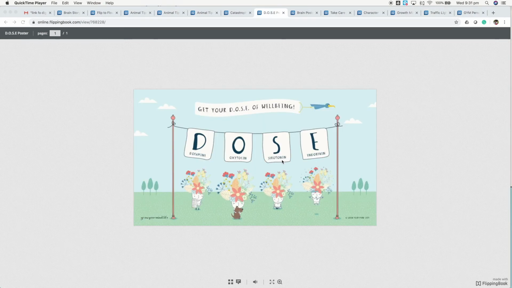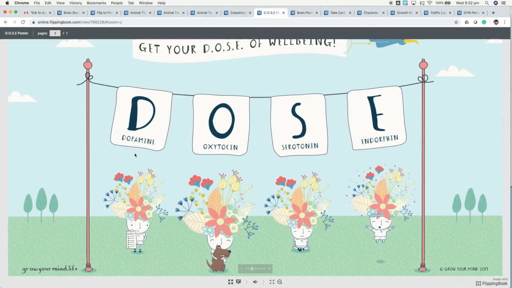The dose poster is designed to remind students that we have brain health and that we can look after it in really simple ways. So each letter of dose stands for a neurotransmitter. Now, I need to say that these aren't the only neurotransmitters that exist, and that there are multiple ways for you to get these neurotransmitters in your body. The idea of this is that it's a beautiful image, and it's a reminder to students to take care of their mental health as well as their physical health, in really simple ways.